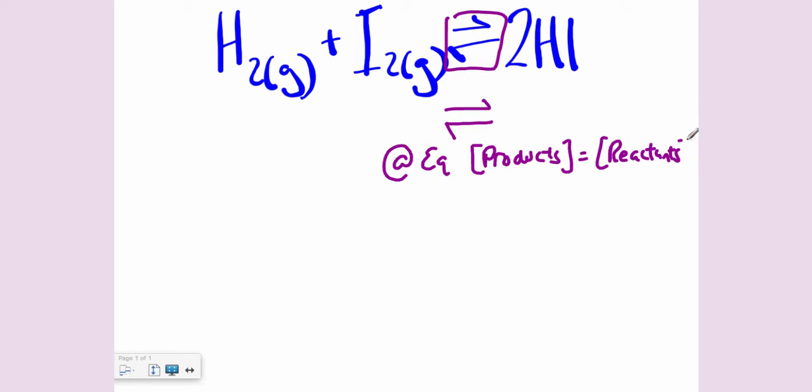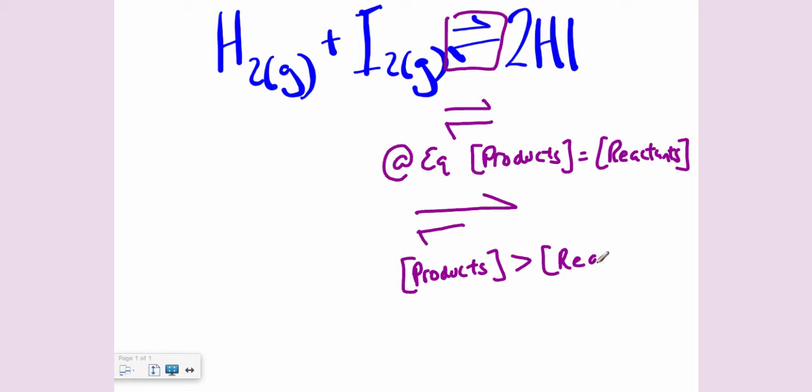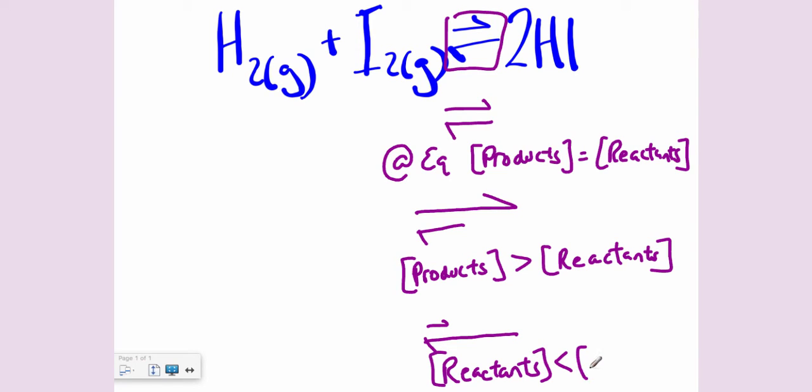However, if you have a larger forward arrow than the reverse arrow, that means you would have a larger concentration of your products over the reactants, and likewise with a larger reactants arrow, you would have more of the reactants than the products. So that's what a dynamic equilibrium is.